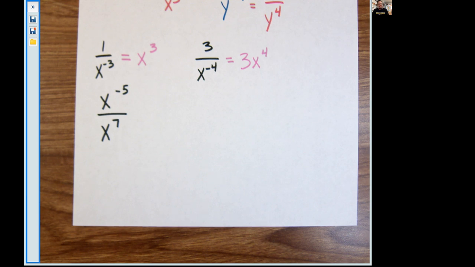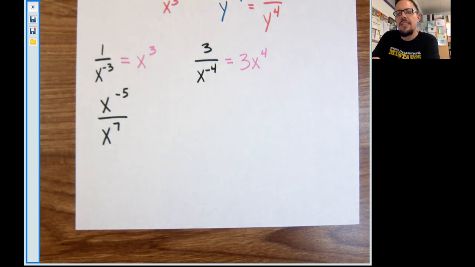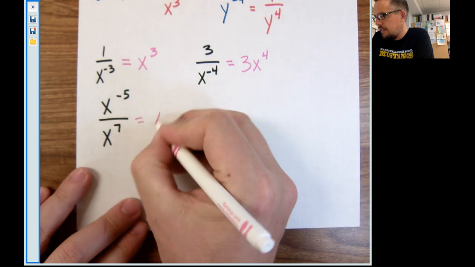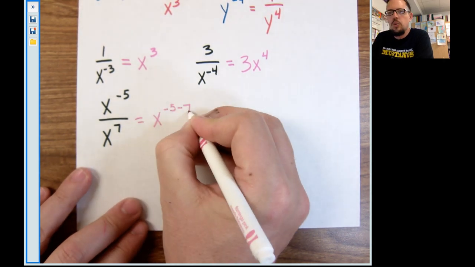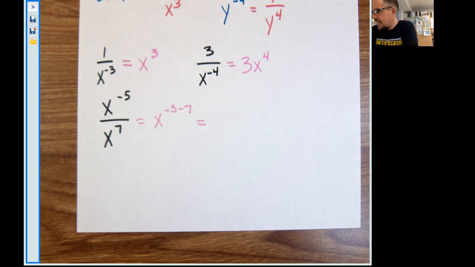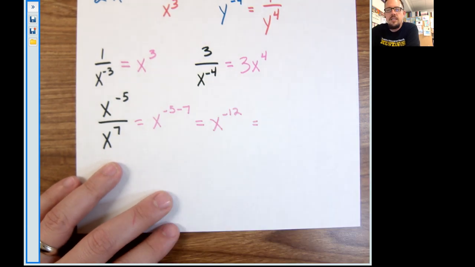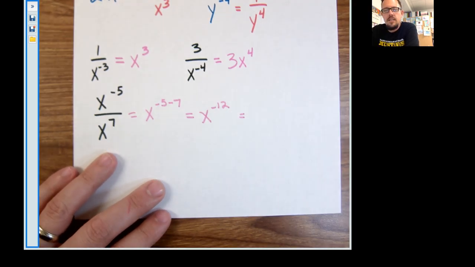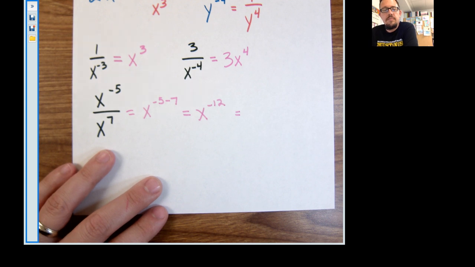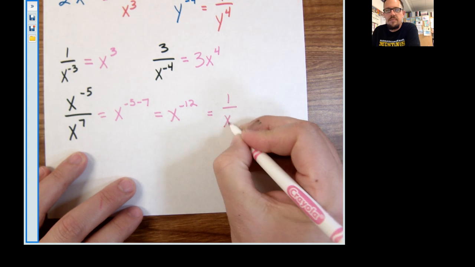Yes. When you've got them divided, what do you do? You subtract. That's exactly right. So this is x to the negative fifth minus 7, which is x to the negative 12th, which is... there you go. Good.